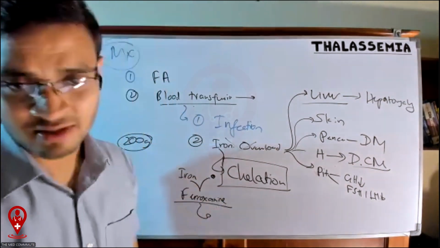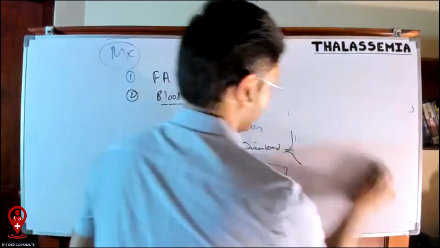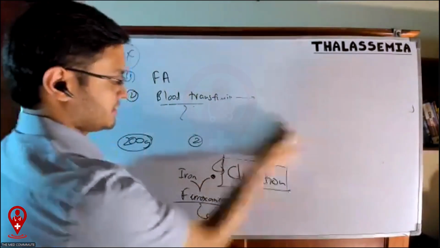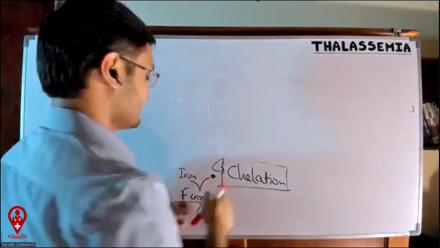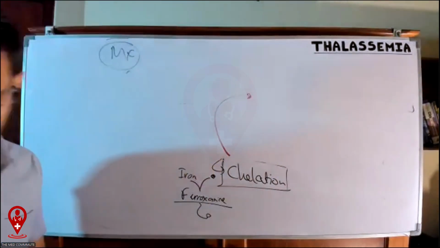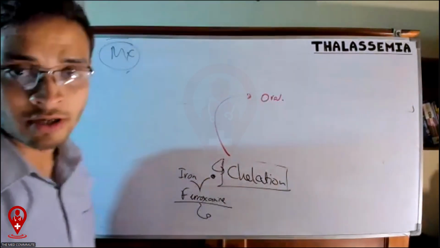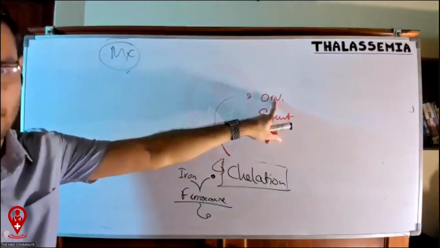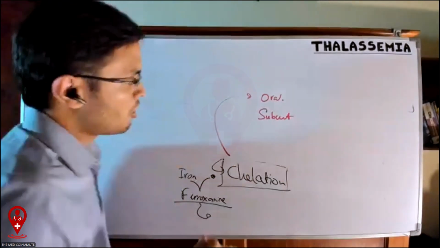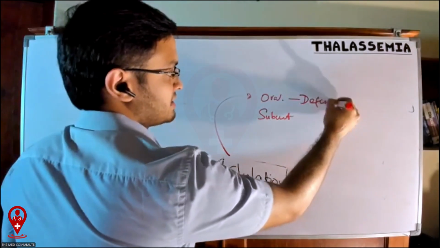So what are these substances that we give? What are these medications that we give? Look at this, guys. Let me erase here a little. I will keep the chelation part there. What are these chelators that we use commonly? One of the commonly used chelators, guys. We have an oral form, and we have some subcutaneous forms as well. The oral one, we call it oral deferasirox. Deferasirox.